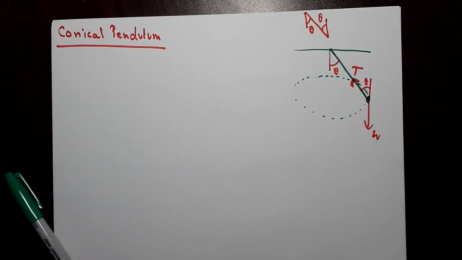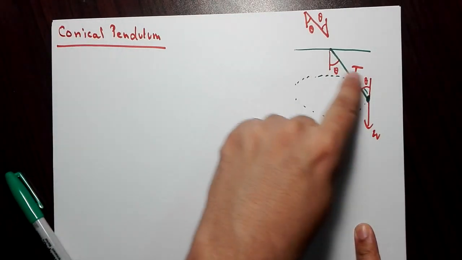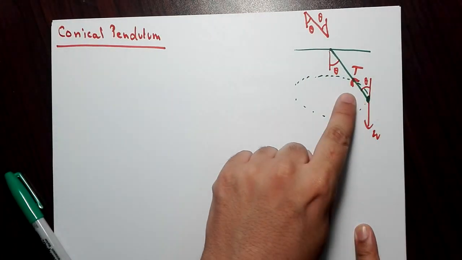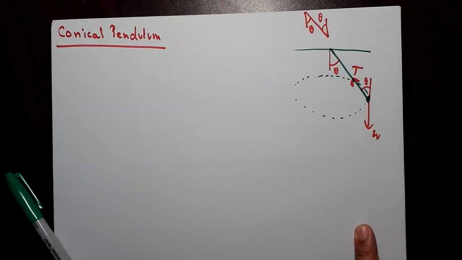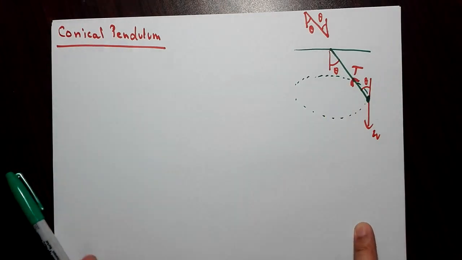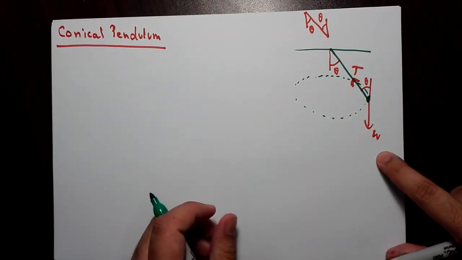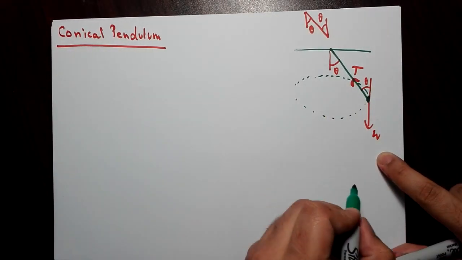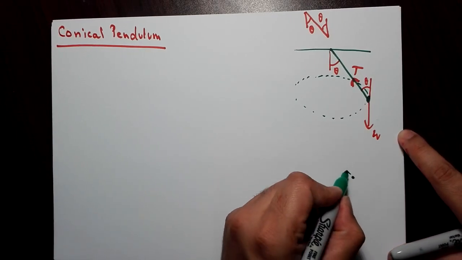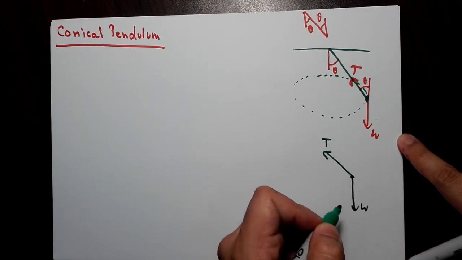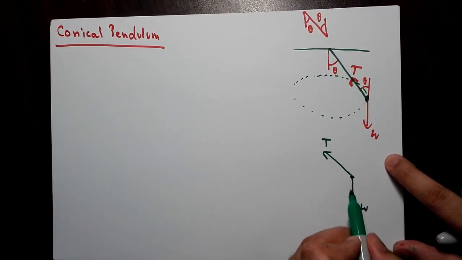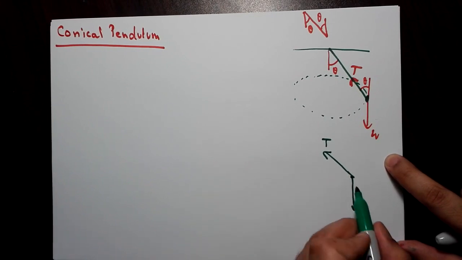Now since this object is moving in a circle, there's a force towards the center that's keeping it in a circle. We have to figure out which force or which component of these forces points towards the center. So you guys should have some idea. Pause the video and think about it. Which component points towards the center, or which force should we resolve? So let's take a look at the side view. So here's tension, here's weight.